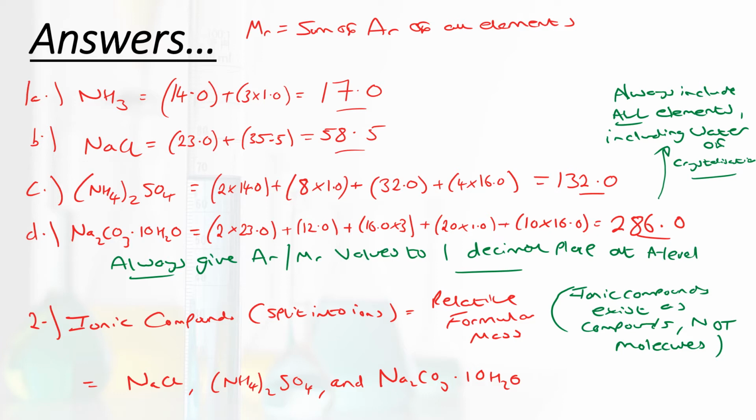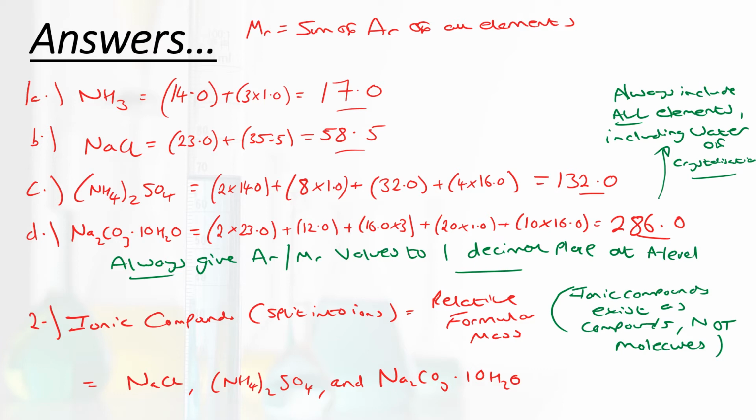Then we have this ammonium sulfate salt. The key thing here is to note that we have NH4 and then in brackets 2. So we actually have 2 lots of nitrogen, so that's 2 times 14. We have 2 times 4, so 8 hydrogens, 8 times 1. Then we have 1 sulfur, which is 32, and 4 oxygens, so 4 times 16, and the sum of all that is 132.0.